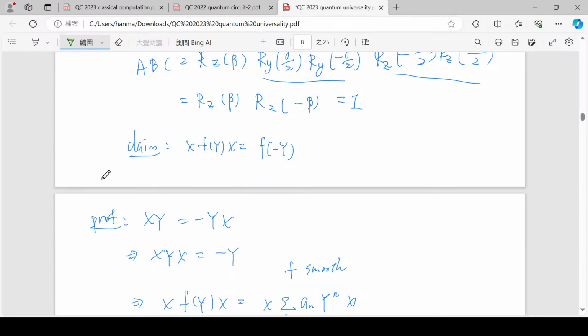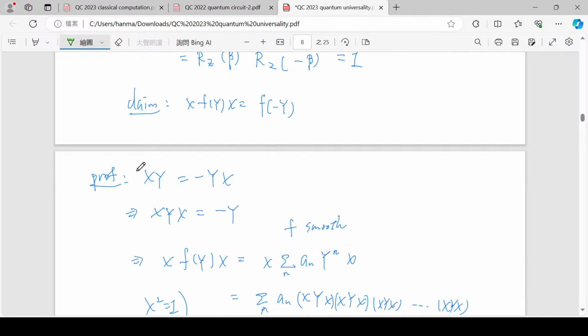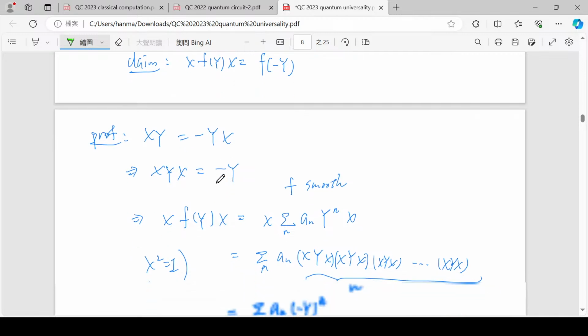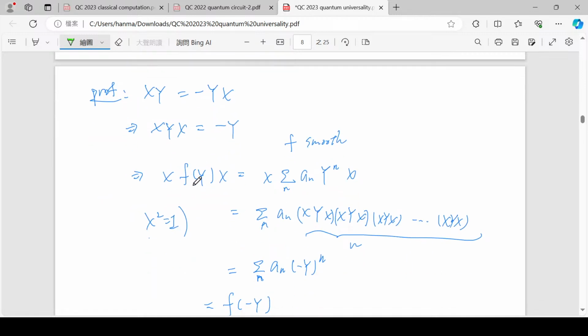And that's because if you sandwich some function of Y with X, it is actually equal to a function of minus Y. And that all comes from X and Y anti-commuting. So X and Y anti-commute, and if you multiply X on the right-hand side of both equations, you see that when you sandwich Y with X, you get negative Y.